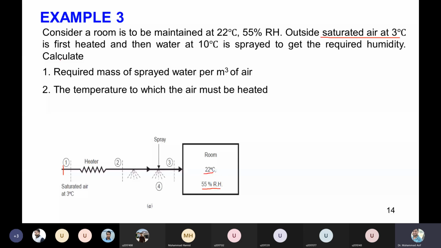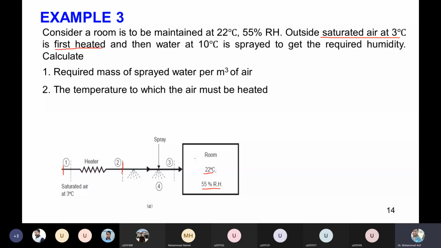So what you have to do is first heat in a heater, and then water at 10 degrees C is sprayed to get this condition. So from 2 to 3, the water is sprayed and the temperature of that water is 10 degrees C, and then you can get that condition.